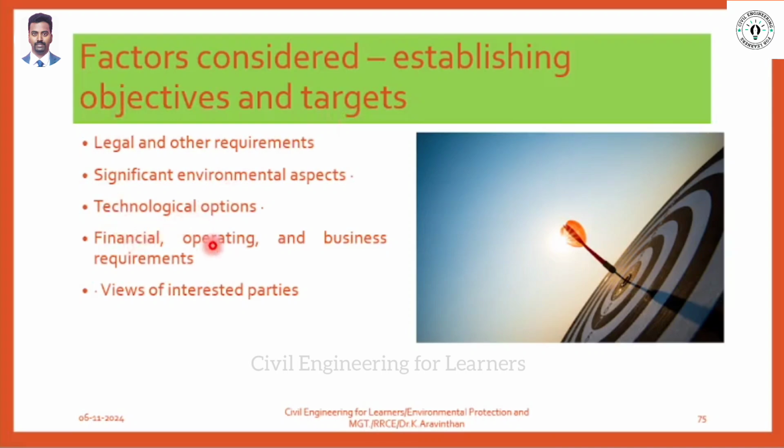Financial, operational and business requirements. Financially, an organization may have fewer financial resources, so according to their budget, they should choose the objective and target. Certain things they can set for after 15 years, certain things after 5 years. But for the immediate 1 year, what are the objective and target which they have to set?